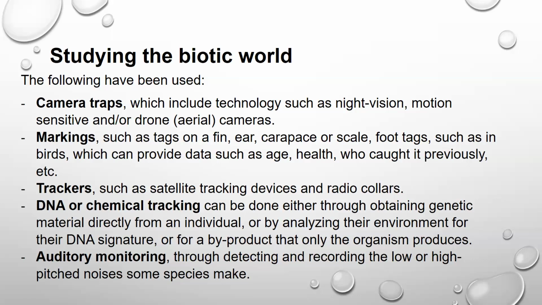You can also use trackers, such as satellite tracking devices and radio collars, if you don't have to stay there. DNA can be used by those of us in microbiology or cell biology. You can use chemical tracking, which can be done through obtaining genetic material directly from an individual, any animal or living thing at all, and then you can analyze the environment for their DNA signature.